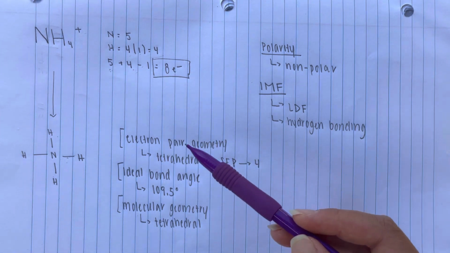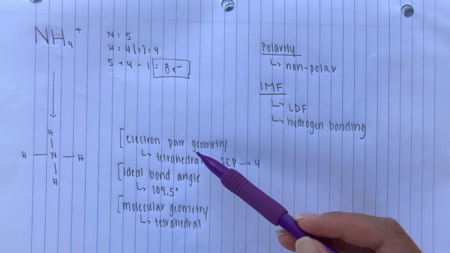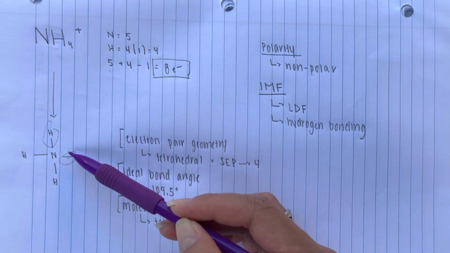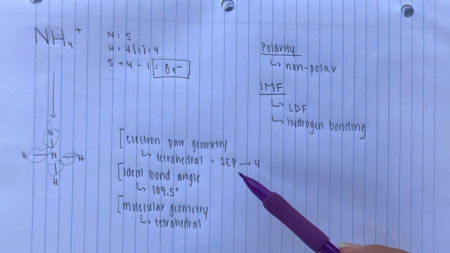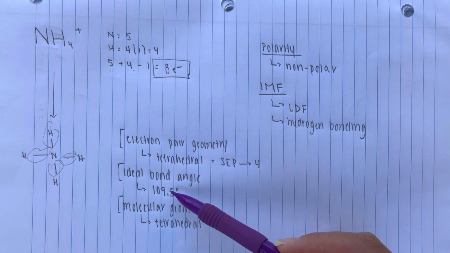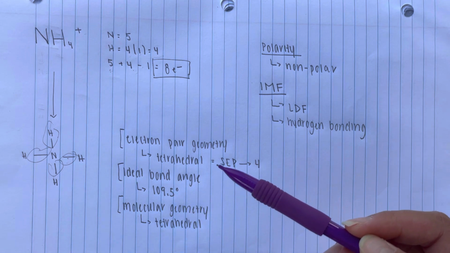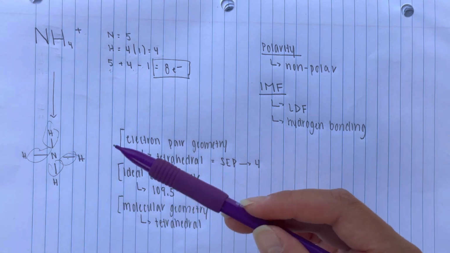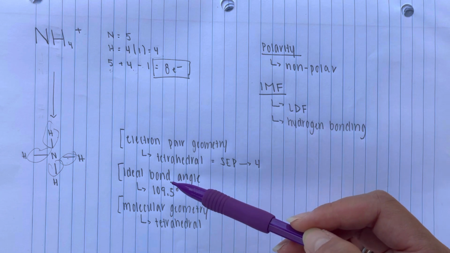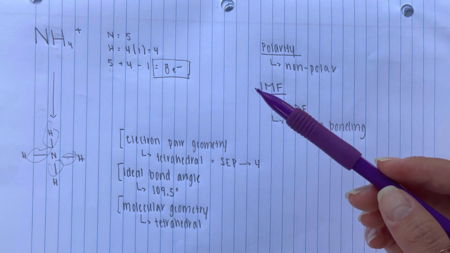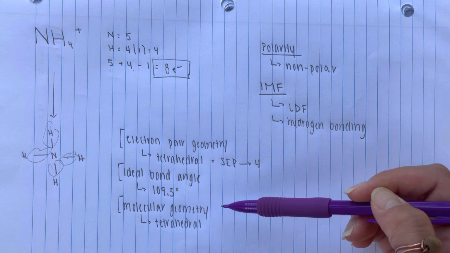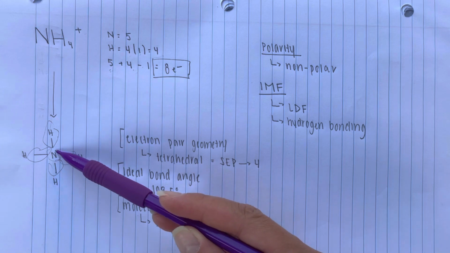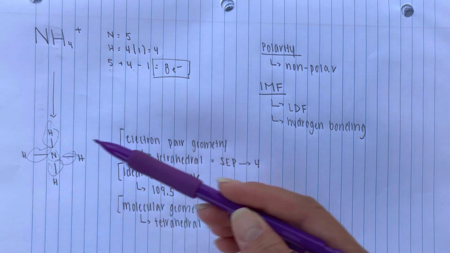Now, moving on to the electron pair geometry, we know it is tetrahedral because it has 4 structural electron pairs. We have 1, 2, 3, and 4. Now, the ideal bond angle of this would be 109.5 because this angle allows each of the atoms to be equally spaced between each other at the most distance they can be apart from each other. So for the molecular geometry, we know it's still tetrahedral because the central atom does not have any lone pairs coming off of it.